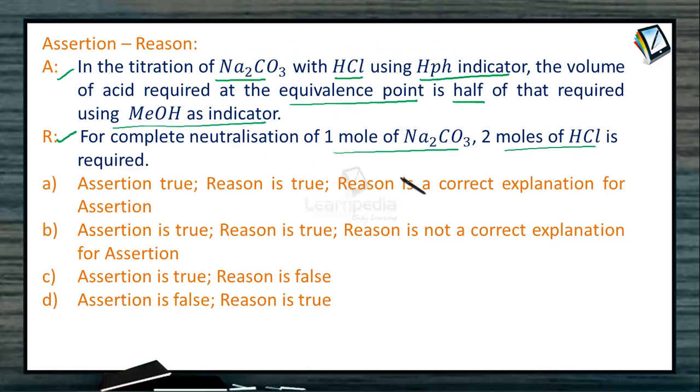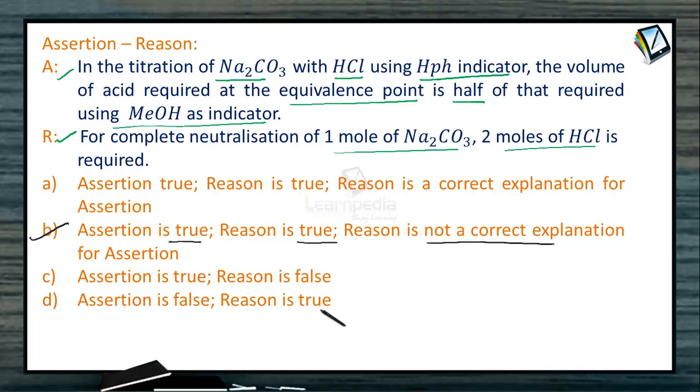Hence, the assertion is true, the reason is true, but the reason is not the explanation of the assertion. So thereby, assertion is true, reason is not a correct explanation for the assertion, because phenolphthalein indicator indicates half the neutralization of sodium carbonate, whereas methyl orange indicates complete neutralization of sodium carbonate.